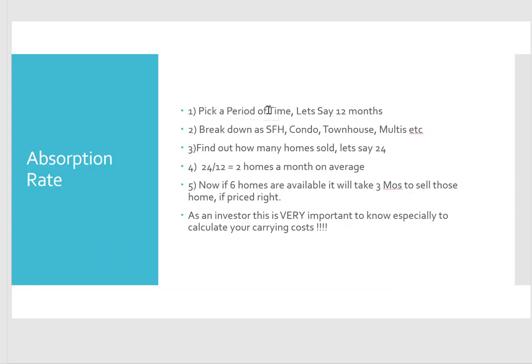Pick a period of time. Let's just say 12 months. Break it down in your MLS. 12 months, solds, actives, single family, condo, townhouse, multifamilies, whatever you're investing in. Find out how many sold in the last 12 months.